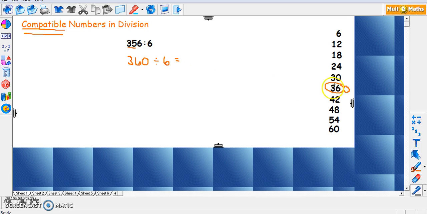Okay, I can do 36 divided by 6 in my head. I know that that quotient is going to be 6, and then I'm going to put my 0 on the end. So I'm going to estimate that 356 divided by 6 is about 60 groups of 6. Okay, again, not trying to get the exact answer, but an estimated answer, and this I was able to do in my head. Okay, let's do one more example with a 4-digit by 1-digit divisor.